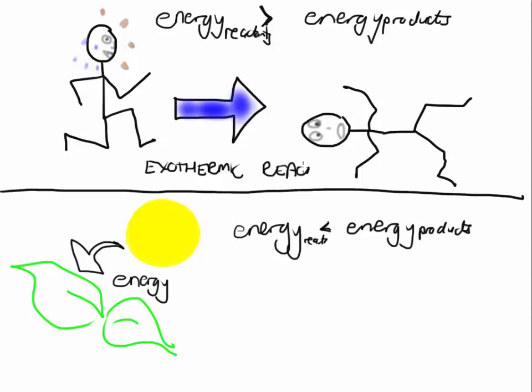When we look at the situation here at the bottom, where we have photosynthesis, where energy is absorbed, it is called an endothermic reaction. An endothermic reaction means that energy or heat is going to be absorbed in this reaction.